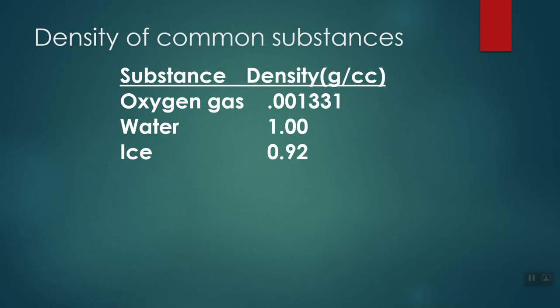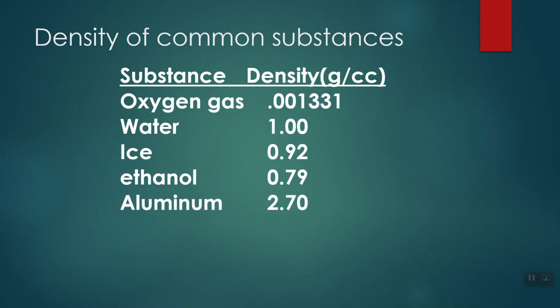Ice is less dense than water. That is really, really strange. Most of the time, the solid phase is more dense than its liquid phase. And by most, I mean 99.99999999999%. There are only a few compounds in all the universe where its liquid phase is more dense than its solid phase. Ethanol is a little bit less dense than water.